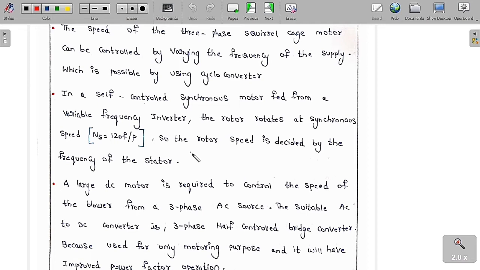Because in a synchronous motor, the rotor speed is equal to synchronous speed, which is 120f by P. As f changes, Ns changes, so Nr also changes. So f is called the stator frequency. It is decided by the output of the inverter. Therefore, simply we can say that in a self-controlled synchronous motor fed from a variable frequency inverter, the rotor rotates at synchronous speed, Ns equal to 120f by P, so the rotor speed is decided by the frequency of the stator.